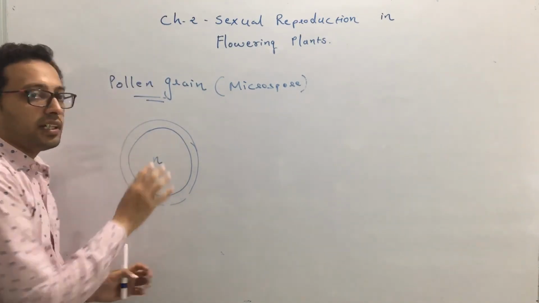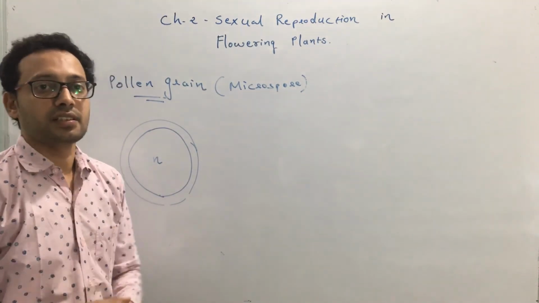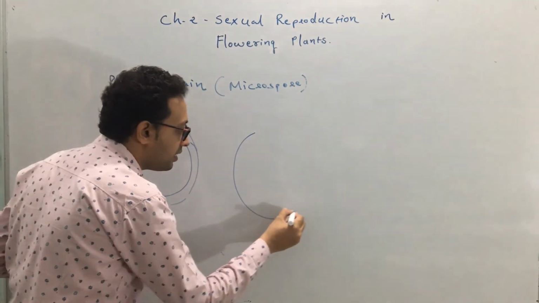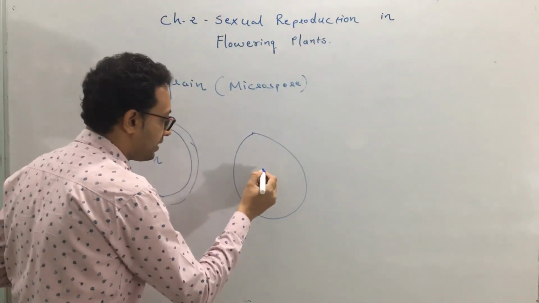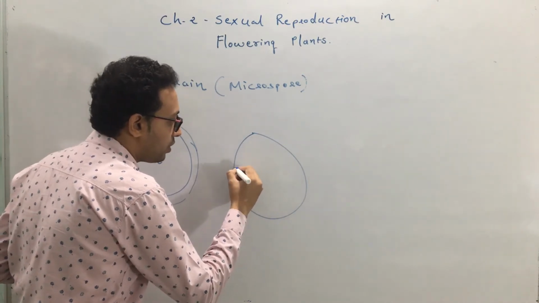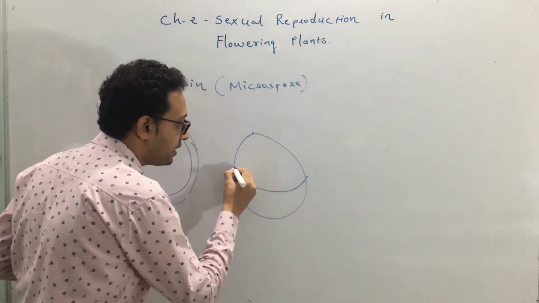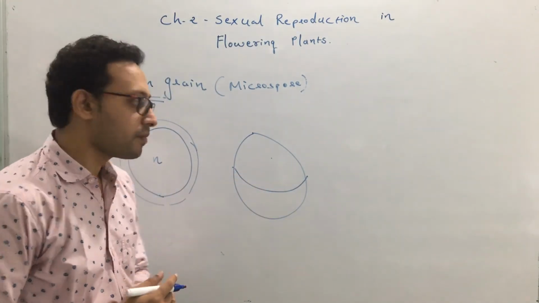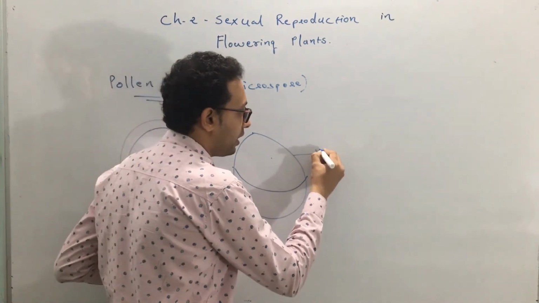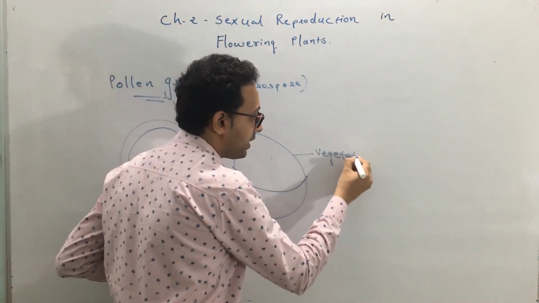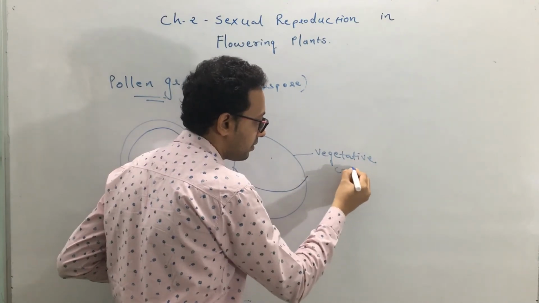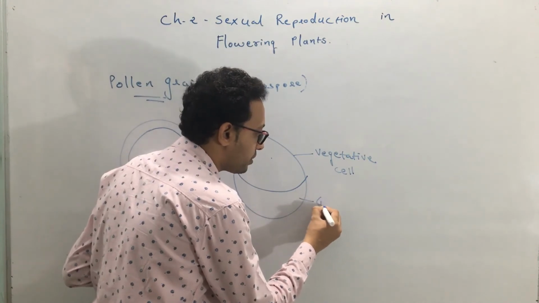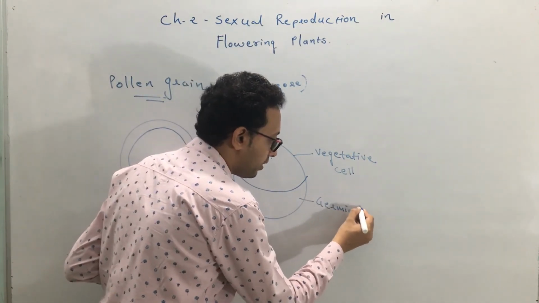This pollen grain now goes through a division, and this is a mitotic division. But here, during the division, the type of cells produced is like this. One cell produced is the bigger one, and the other cell produced is a smaller one. The bigger cell is called the vegetative cell, and the smaller cell is called the germinative cell.